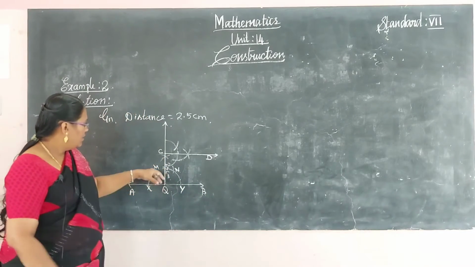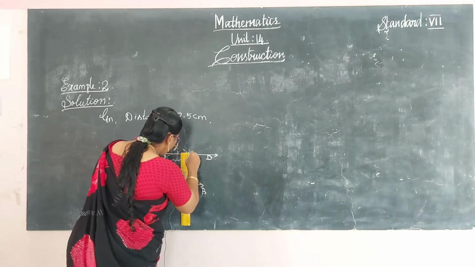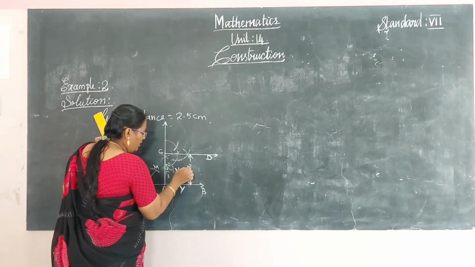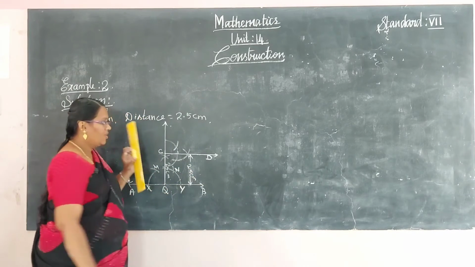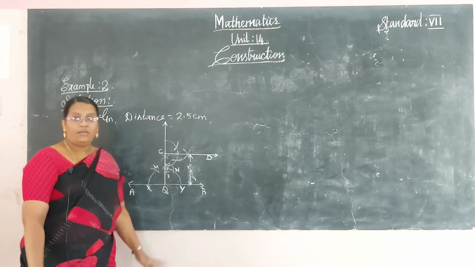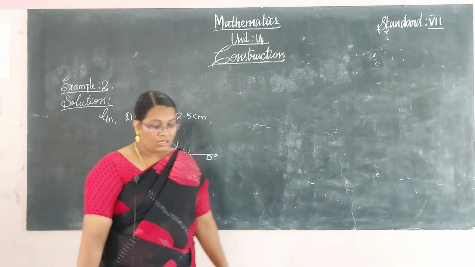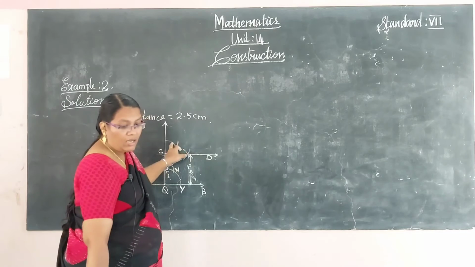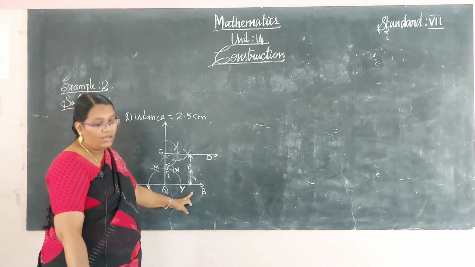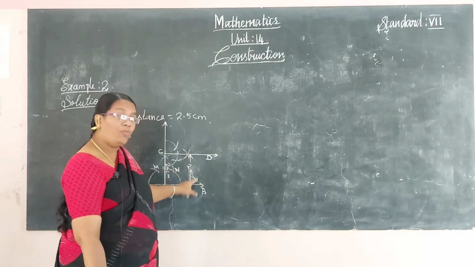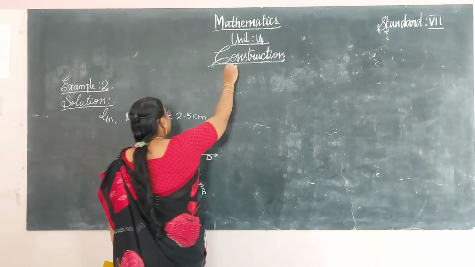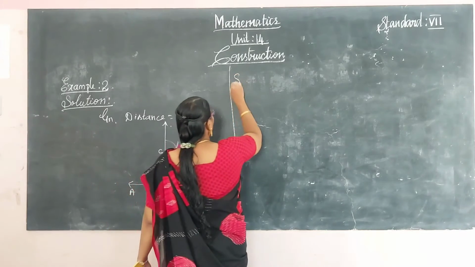Now we have measured this distance, 2.5 centimeters. So now we get the two parallel lines CD and AB. What is given in the question? Draw a line CD parallel to the line AB at the distance of 2.5 centimeters. Now write these steps. What did you do?